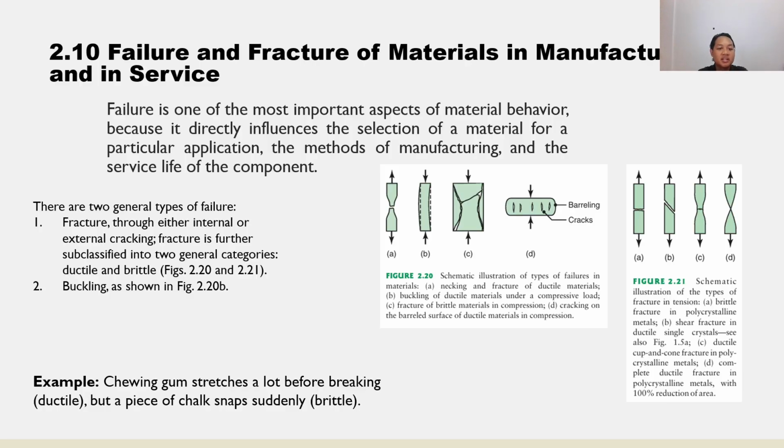There are two general types of failure. First is fracture through either internal or external cracking. Fracture is further subclassified into two general categories, that's ductile and brittle, in figure 2.20 and figure 2.21. And the second is buckling, as shown in figure 2.20.